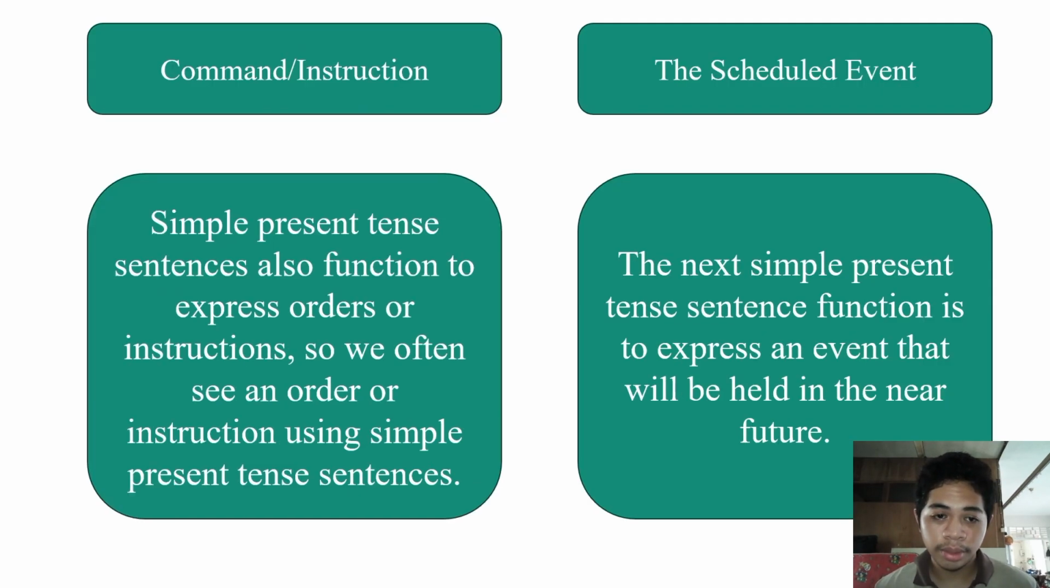Command, instruction. Simple present tense also functions to express an order or instruction. So we often see an order or instruction using a simple present tense sentence. Event. The next simple present tense sentence function is to express an event that will be held in the near future.